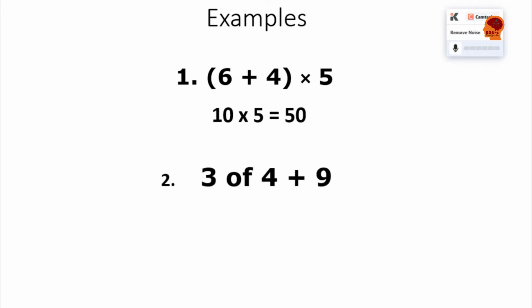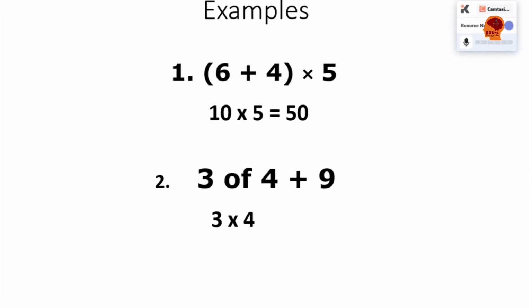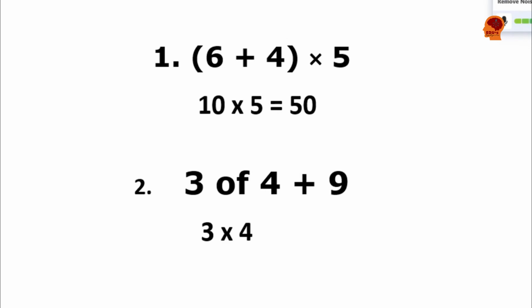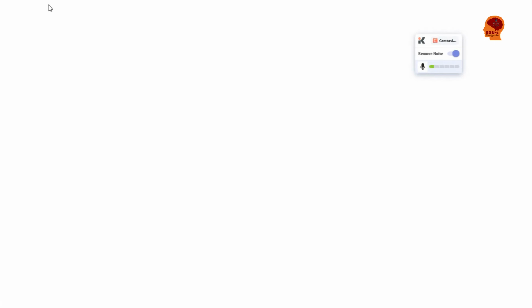Number 2 says 3 of 4 plus 9. When you have something like this, solve the "of" before any other thing. "Of" means multiplication, so 3 of 4 gives 3 times 4, which is 12. 12 plus 9 gives you 21. Alright, so now let's go to other examples.